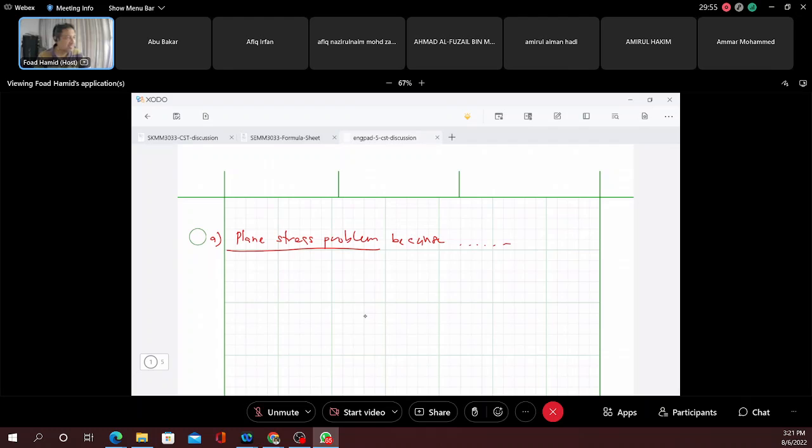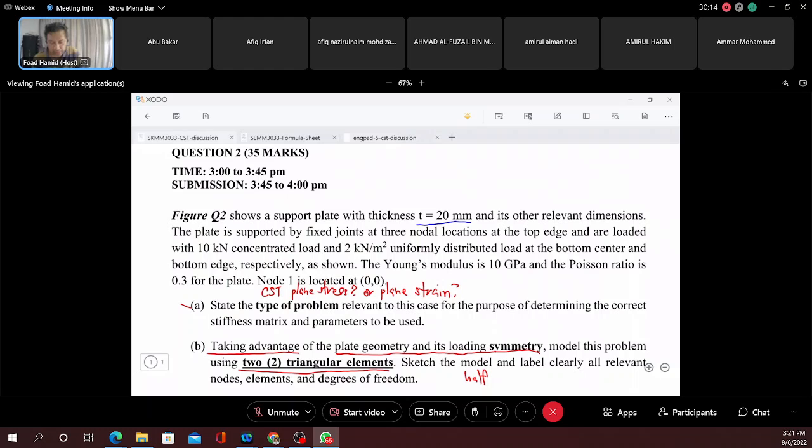Right, the next thing to do, the next question, is this one. Part B: taking advantage of the fluid geometry and its loading symmetry, model this problem using two triangular elements. Sketch the model and label clearly the relevant nodes, elements, and degrees of freedom.